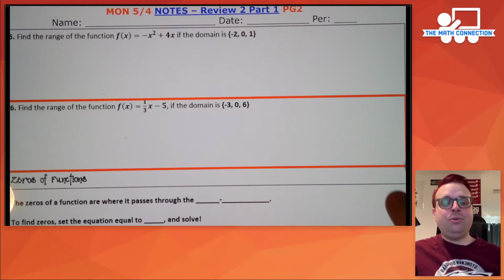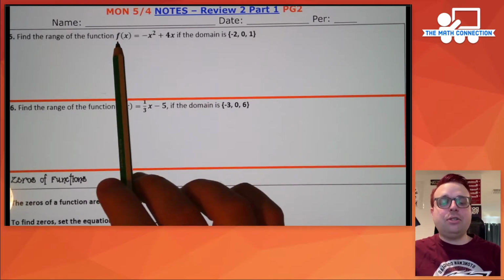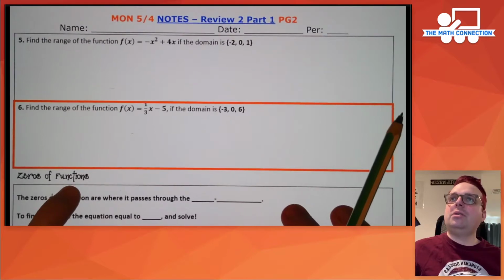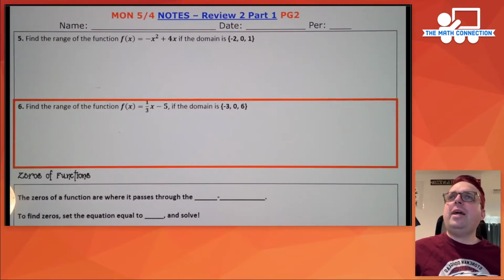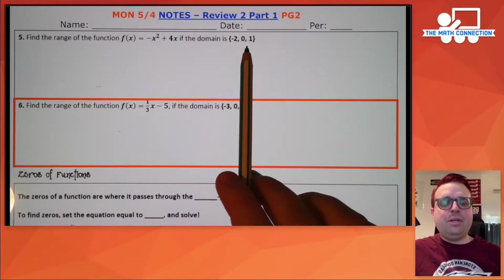This is page 2, review 2, part 1, page 2. And the question says, find the range of the function. Here's the function right here. Let me move this over so you can see, I think I zoomed too much. Okay. Find the range of the function if the domain is -2, 0, and 1.